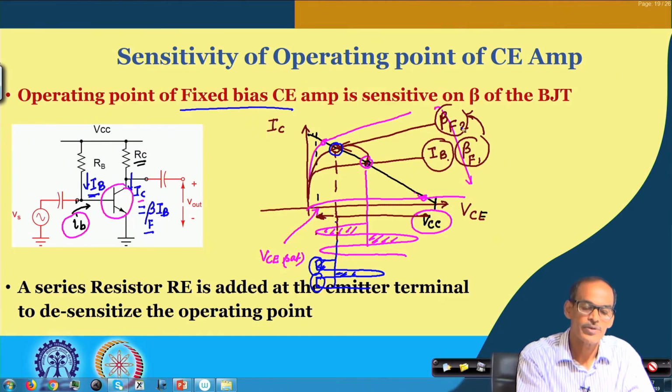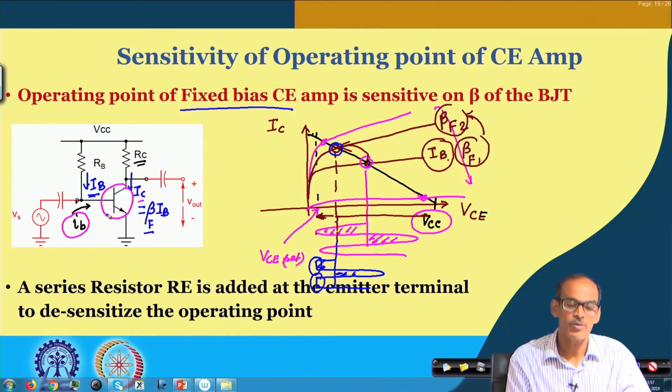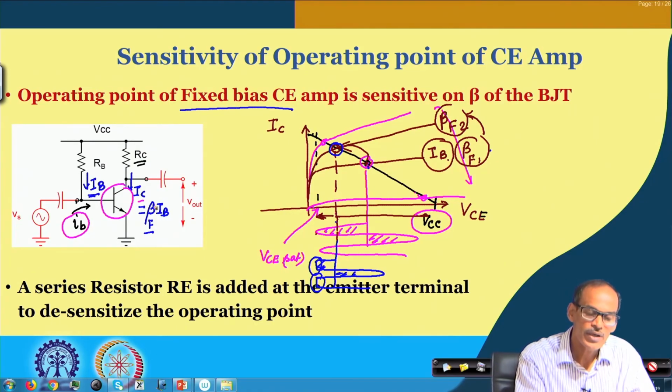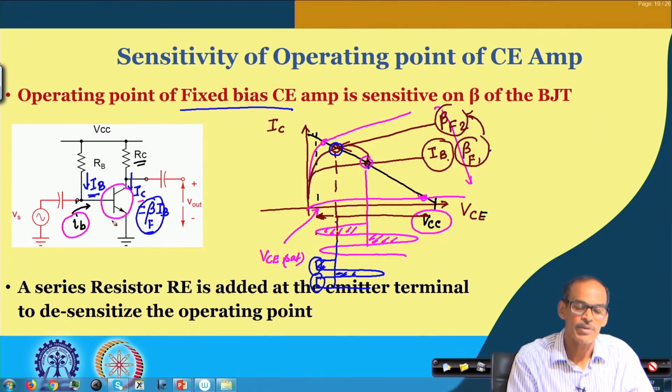In case you want to replace this transistor with another one and you do not know the beta, then it may create a problem. And to get the same value of beta using which you have obtained this operating point may not be practically a good solution. The other problem, which is the typical problem, is that this beta is a strong function of temperature.